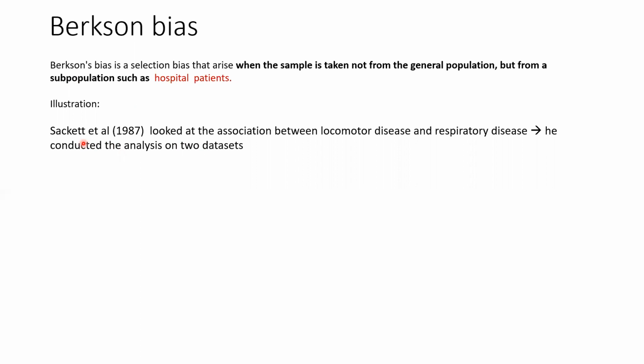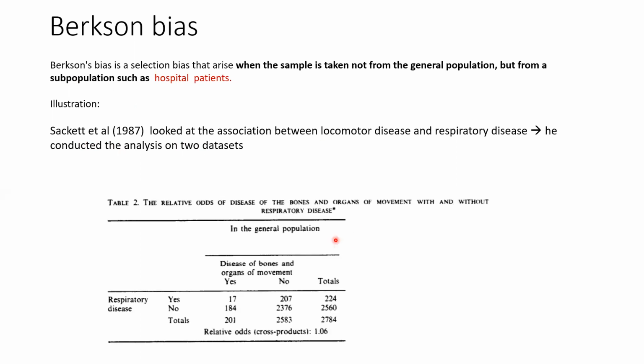He conducted the analysis on 2 data sets. First, he conducted the analysis on the general population. He recruited 2,784 people and built the dichotomous table: exposure, respiratory disease, yes and no, and locomotor disease, or disease of bones and organs of movement, yes and no. He computed the odds ratio and got 1.06, which means that we don't have an association between respiratory disease and locomotor disease.